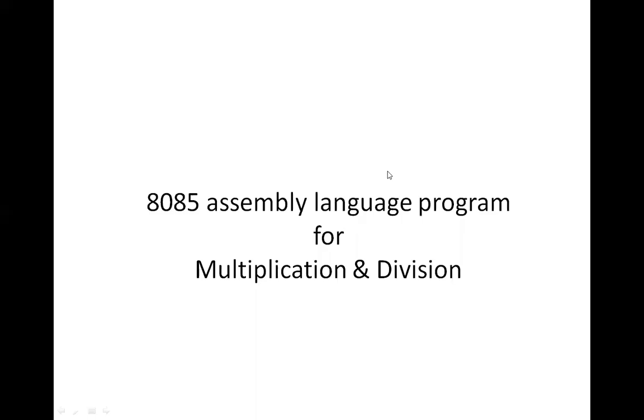So today I'm going to start how to write the assembly language program for the multiplication purpose and division purpose. We all know that because of the limitation of number of instructions in 8085, we don't have any direct instruction by which we are able to do multiplication of two numbers or division between two numbers.